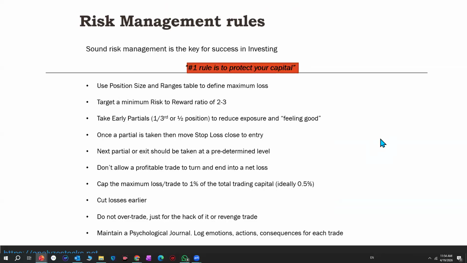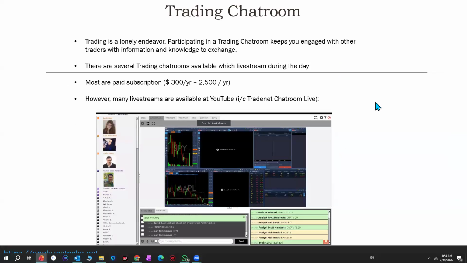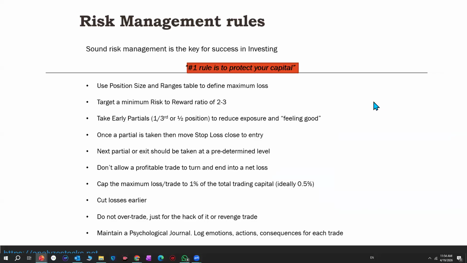Now, risk management is very, very important. The quick start guide which I was just showing you has a section on pro tips and risk management. I strongly recommend everyone to go through these risk management rules. This is absolutely critical, because the number one rule is to protect your capital. You have to maintain your position size and your risk. Take only a high reward to risk ratio of 2 to 3. Don't take 1 to 1 or low reward to risk ratios.